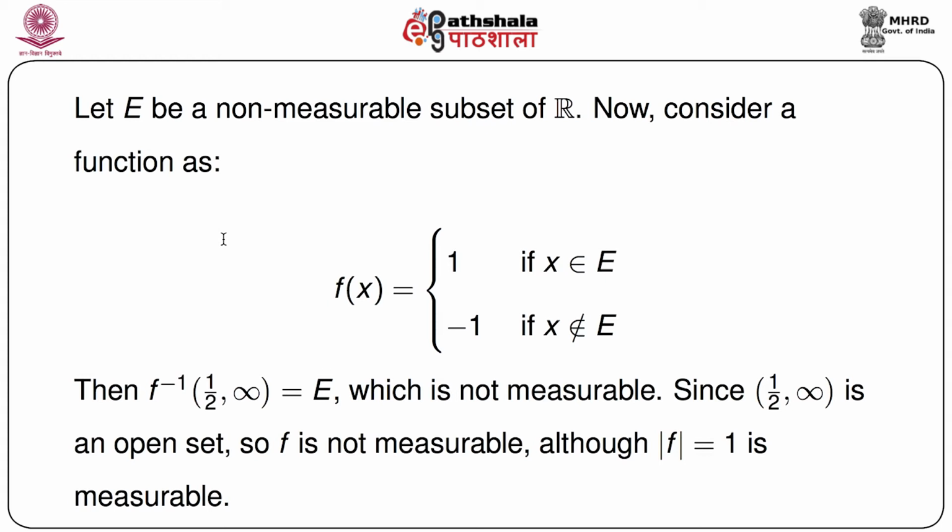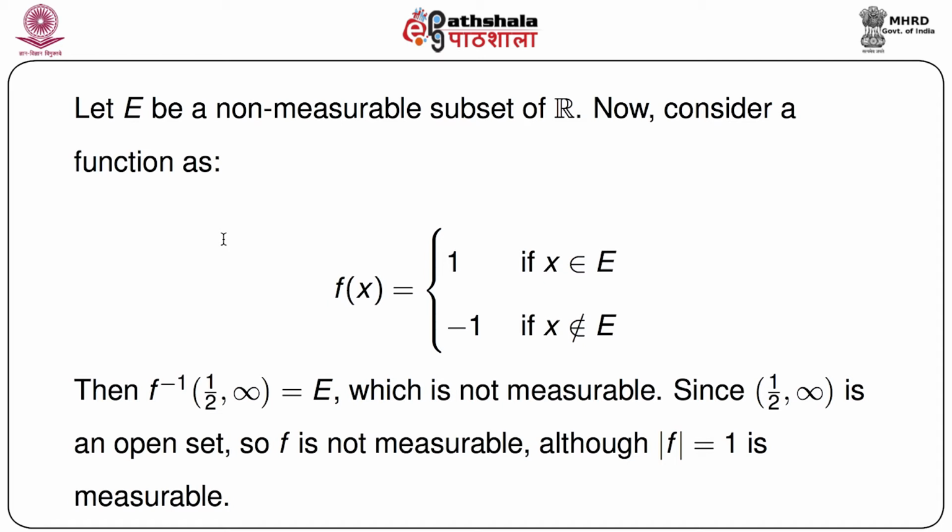Then it is obvious that if we consider f inverse of the interval half to infinity, that means consider the interval half to infinity and consider the inverse image with respect to f, that is f inverse of the open interval half to infinity. Now this entire thing is nothing but E, but we are given that E is not measurable.